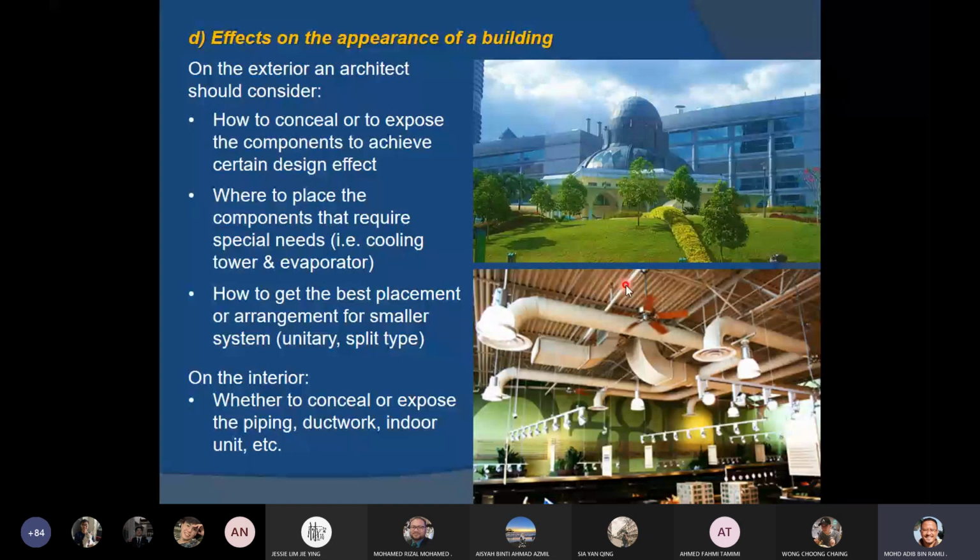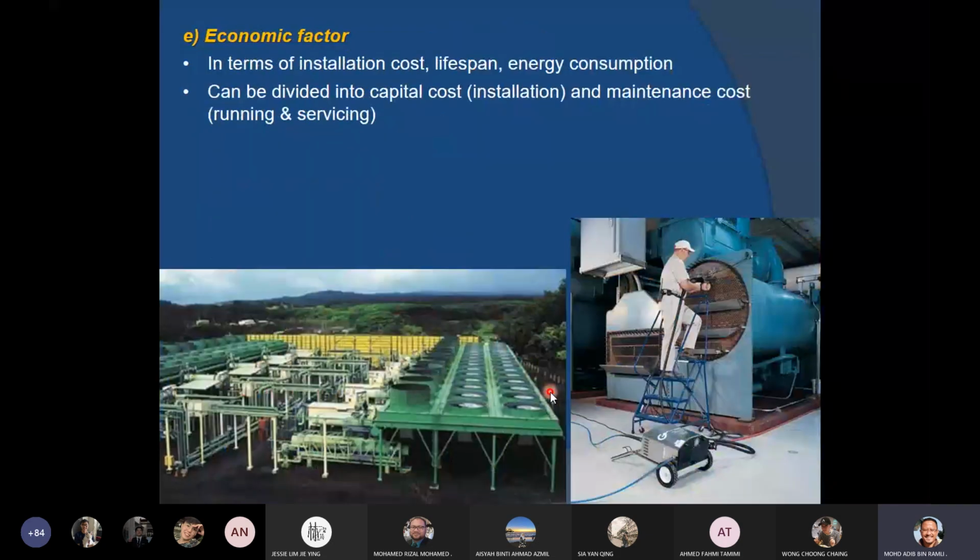So how to get the best placement or arrangement of a smaller system? It's again similar, so where you want to put the outdoor unit and things like that. And on the interior, as I already mentioned, you should decide whether to conceal or to expose the piping, ductwork, indoor unit, and so on. Economic factor is more towards the client, so you can just advise them. I have explained this earlier, on the client's budget, things like that.